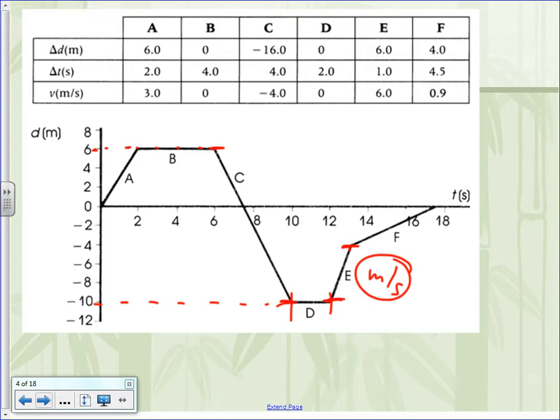All right. Now, you might get a question that asks you to do something like this. It might say, what is the object's displacement between 0 and 10 seconds?